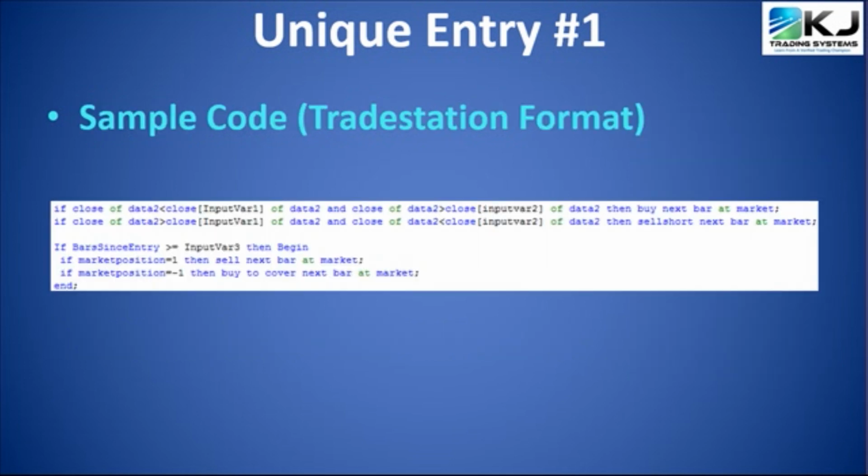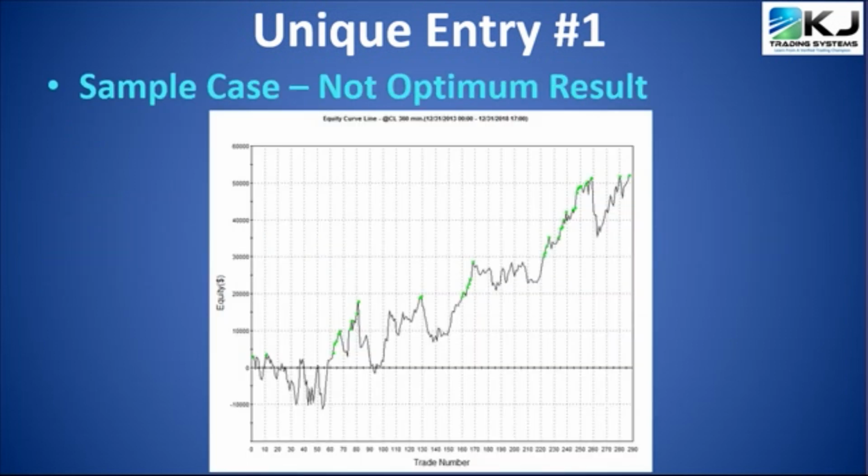So here's some sample code, and that's in TradeStation format. And again, there's nothing special here. It's the fact I'm using it with data 2 to generate the signals. And here's a sample equity curve. This isn't an optimum result. This isn't necessarily a tradable strategy. It just gives you an idea what this can do. So that's unique entry number 1.